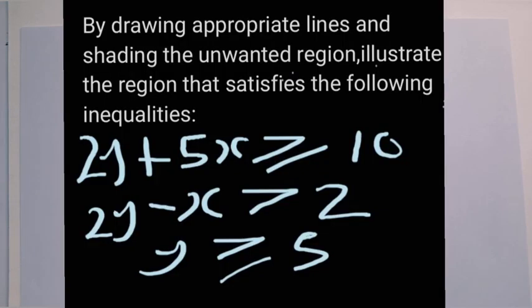Okay, thank you. Now we want to look at how we can work out a question on linear programming, and that's what we have learned for today. The question we are going to attempt is a simple one. It reads: by drawing appropriate lines and shading the unwanted region, illustrate on the graph the region which satisfies all the inequalities shown below.